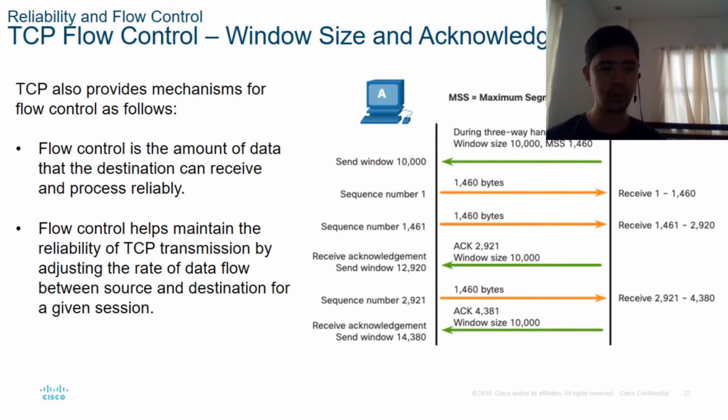Then in flow control, this is the amount of data that the destination can receive and process reliably. For example, it may send 2 or 3 or 4 segments, or only one if there are low resources available. If TCP sees higher resources available, it will send more. If there's not enough bandwidth or memory, it will send less. That's what we mean by flow control.